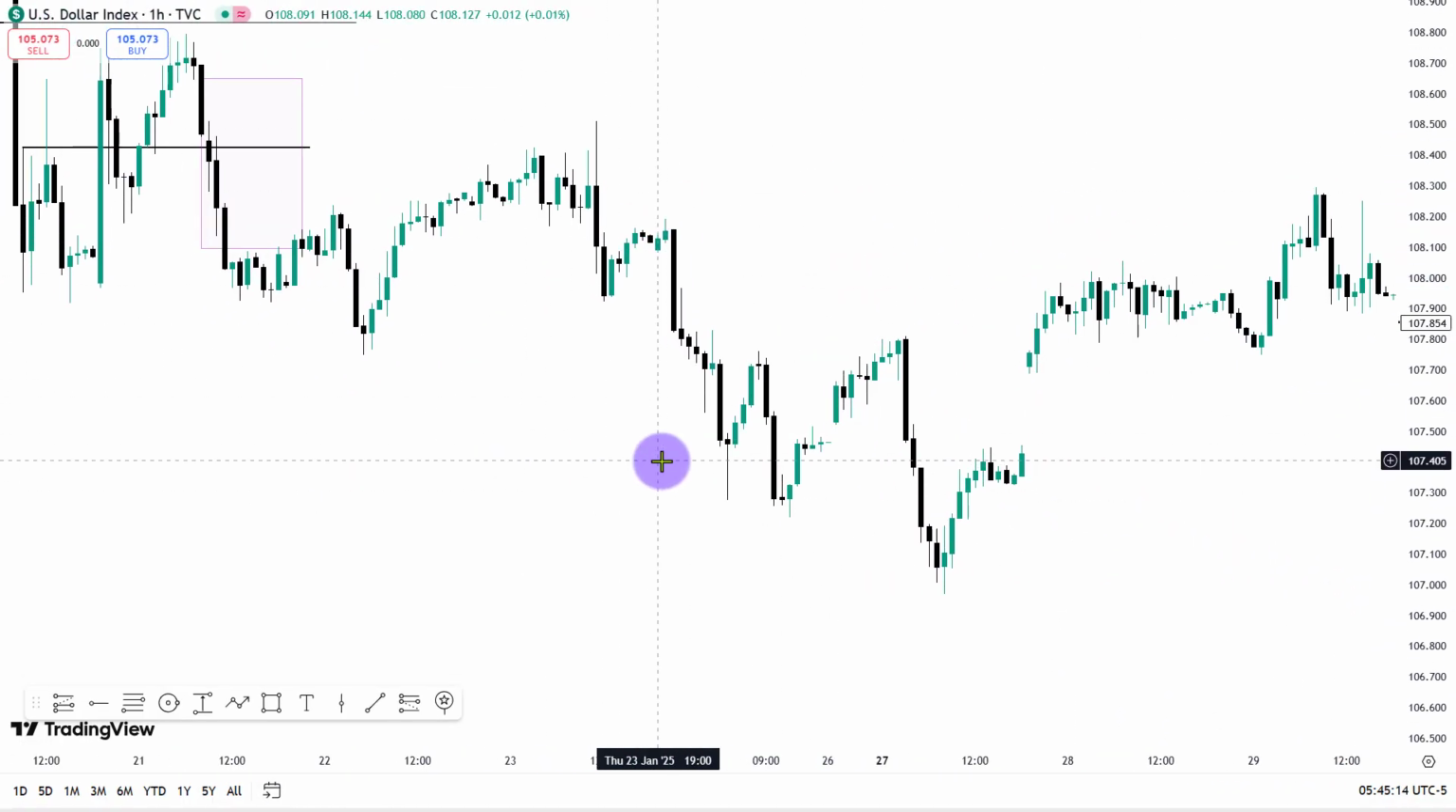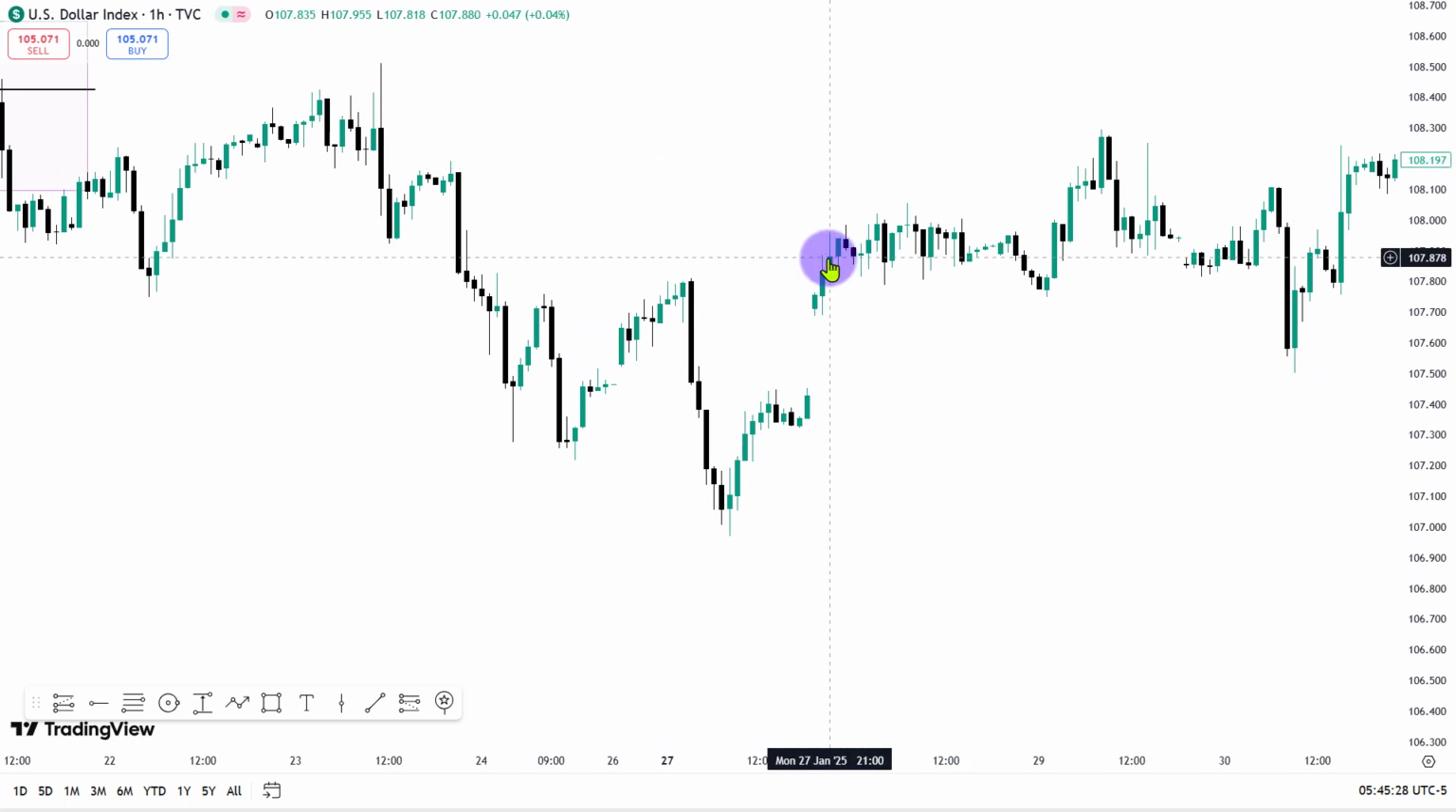So liquidity voids are technically draw on liquidity. They serve as the draw on liquidity when you are looking at price action trading into internal range. Okay, they serve as the draw on liquidity.